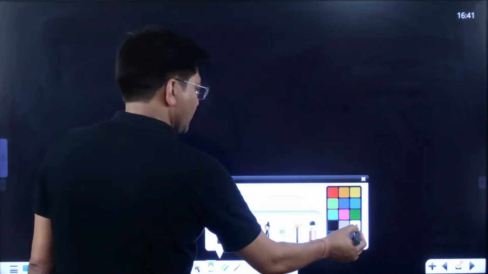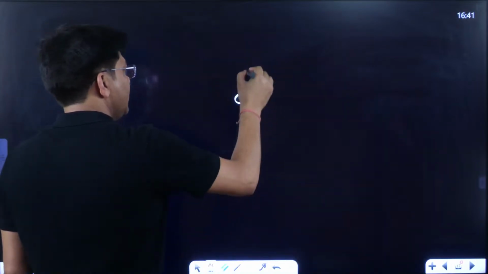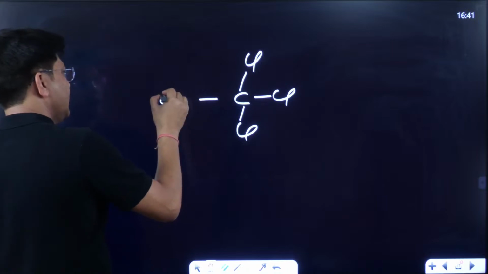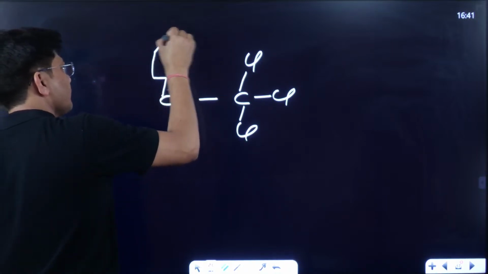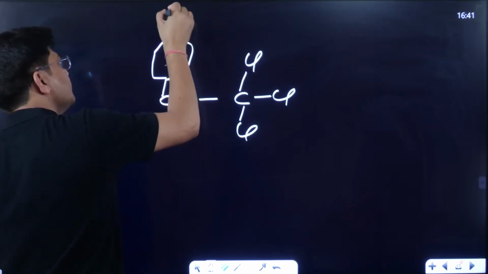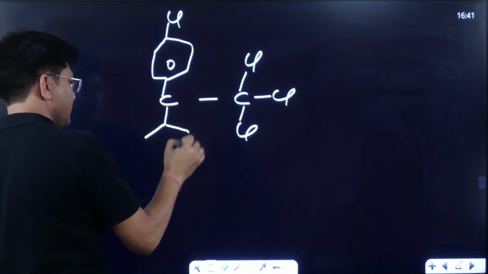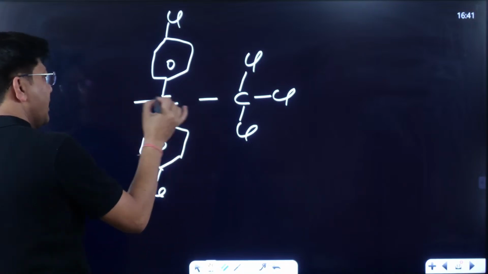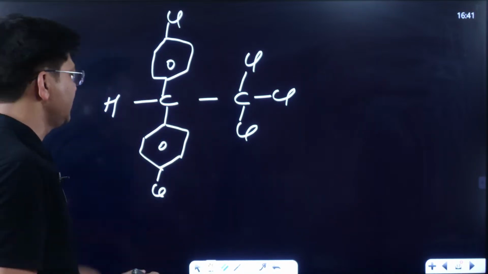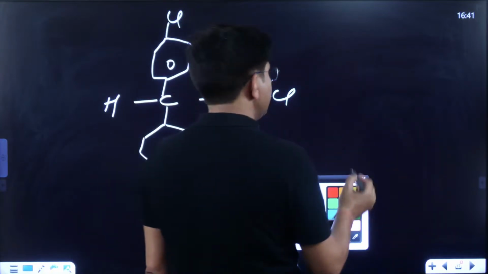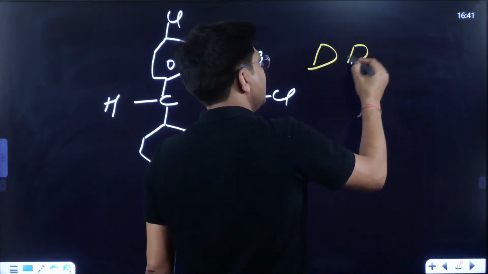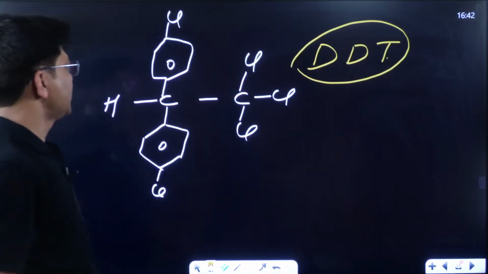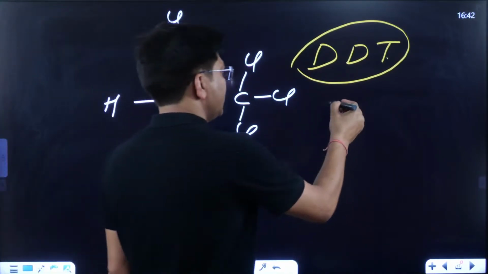Now see, kids, there is one more question of this type, and that is a really awesome question. See to it, let me draw it. C, Cl, Cl, Cl, C, Cl, Cl and H. This is DDT. Its common name is DDT, dichloro-diphenyl-trichloroethane. What is the IUPAC name?